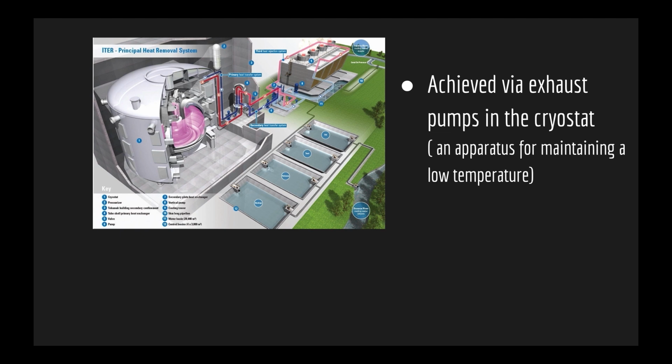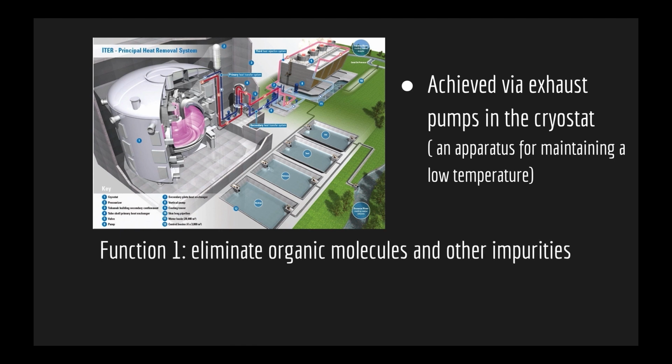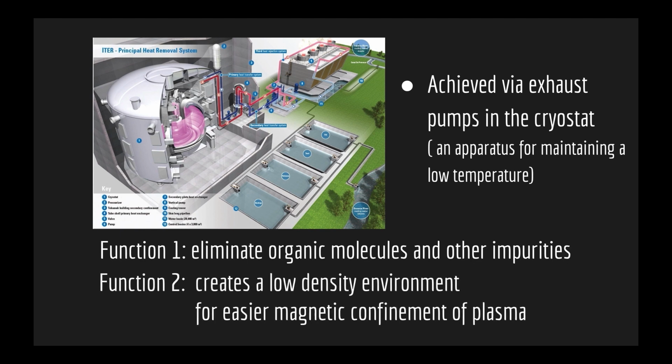So why must there be a vacuum system? The main reason is, first, to eliminate organic molecules and other impurities from the nuclear reaction. Otherwise, they will be broken up in plasma and potentially interfere with the nuclear reaction. Second, creating a low-density environment within the vacuum chamber, which is about 1 million times lower than the density of air. Such a low-density environment will be easier for magnetic confinement of plasma.